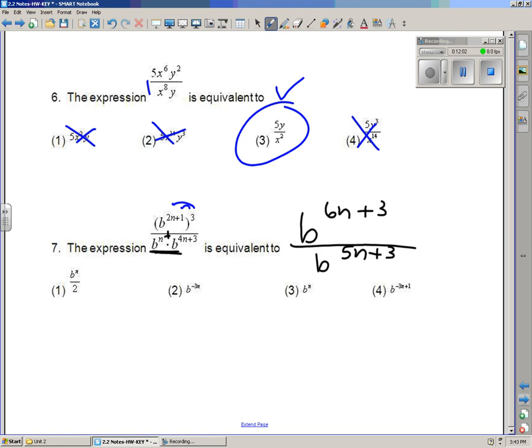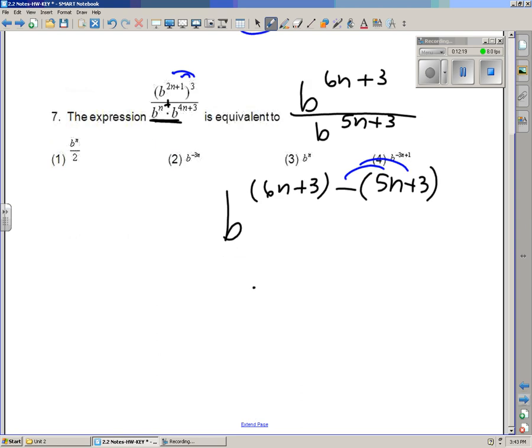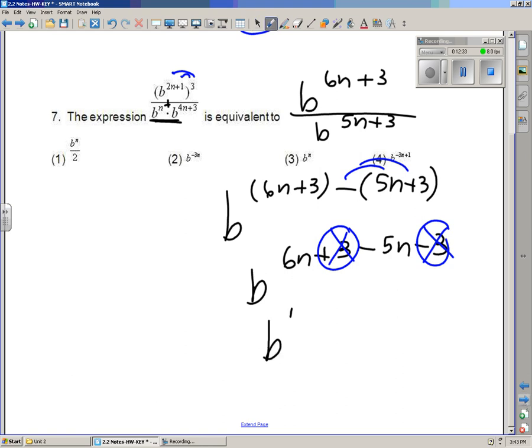If we do the subtraction, you're taking 6n plus 3, and you're going to subtract 5n plus 3. It's kind of like you distribute the negative 1 in. So you really have b to the 6n plus 3 minus 5n minus 3. Well, these guys cancel out. 6n take away 5n is just 1n. And there's your final answer: b to the n, choice 3. And that's it. All right, you should be good for the homework.